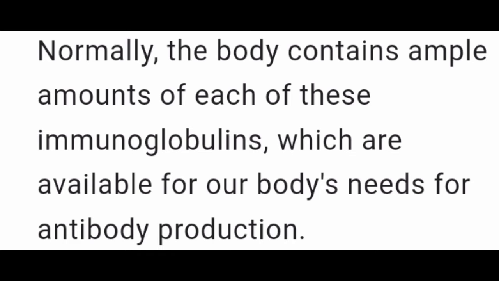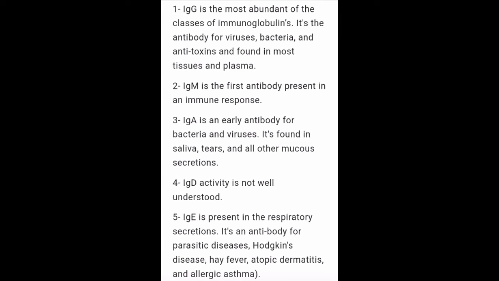1. IgG is the most abundant of the classes of immunoglobulins. It's the antibody for viruses, bacteria, and antitoxins and is found in most tissues and plasma. 2. IgM is the first antibody present in an immune response. 3. IgA is an early antibody for bacteria and viruses. It's found in saliva, tears, and all other mucous secretions. 4. IgD activity is not well understood. 5. IgE is present in the respiratory secretions. It's an antibody for parasitic diseases, Hodgkin's disease, hay fever, atopic dermatitis, and allergic asthma.